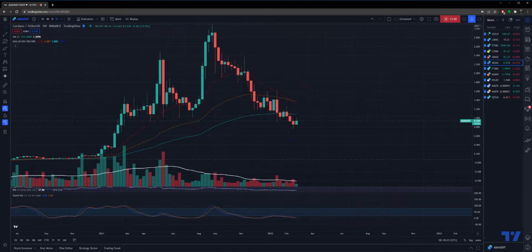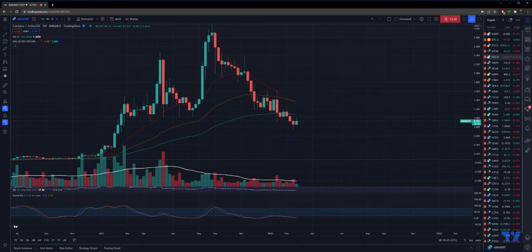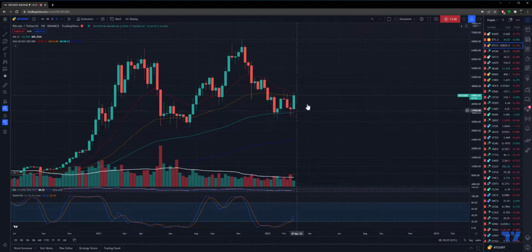And even Bitcoin is not going too bad. Let's see what Bitcoin is doing really quickly. Yeah, Bitcoin double bottom pattern here. We had our big green candle, so most likely Bitcoin is going to reverse as well at some point.